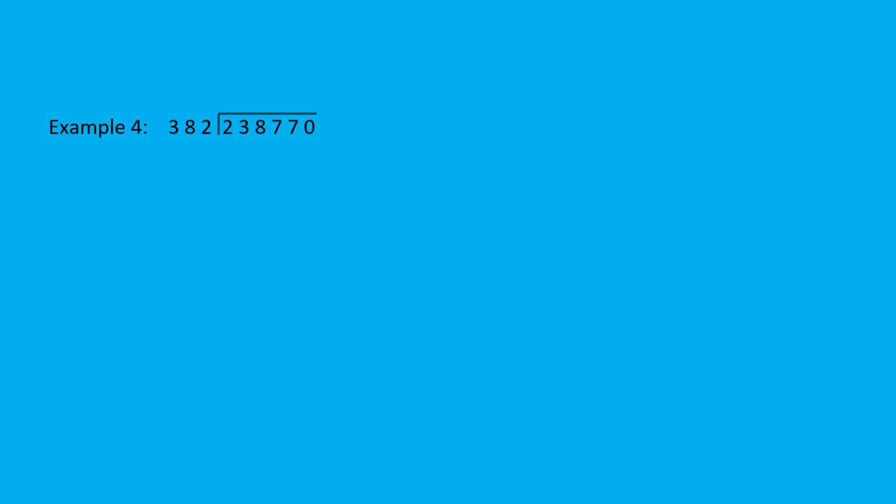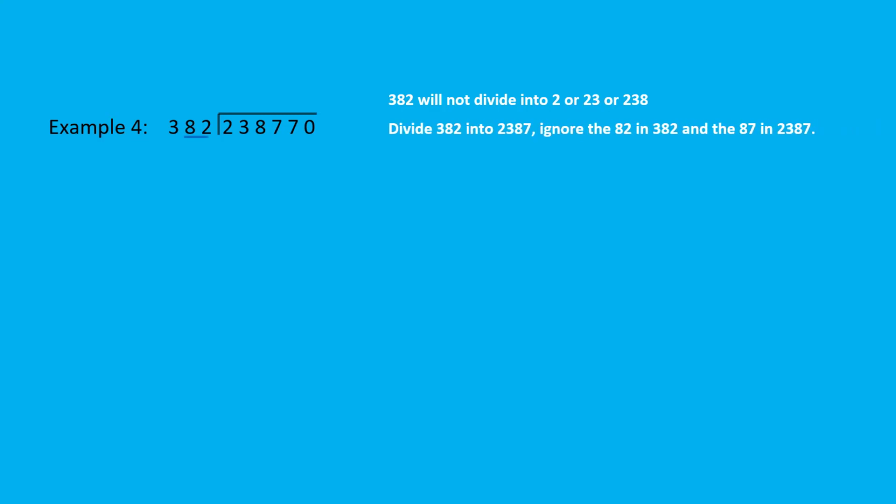Example 4, 382 into 238,770. 382 will not divide into 2 or 23 or 238. Divide 382 into 2,387. Ignore the 82 in 382 and the 87 in 2,387. Divide 3 into 23 to get 7, which implies the answer is a 7 or 1 less, 6. Decide on a value. We chose 6.